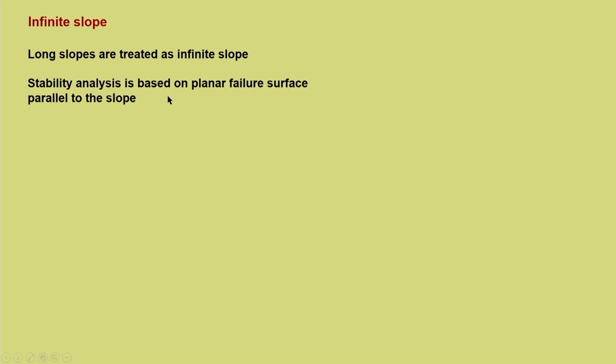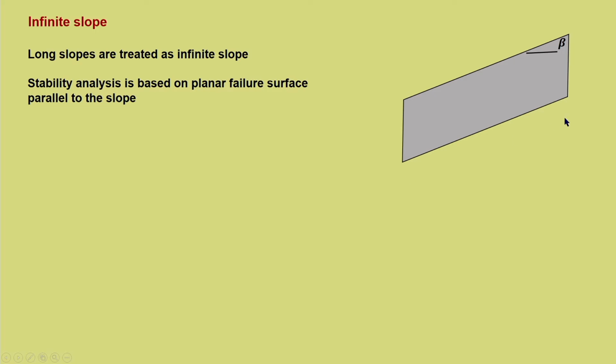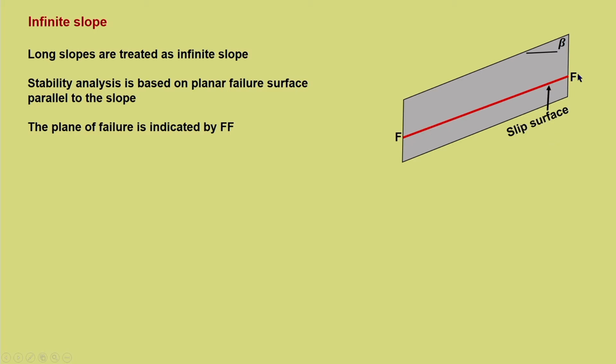The stability analysis is based on a planar failure surface parallel to the slope. I hope you remember how we understand the stability of an infinite slope. It fails basically along a planar surface which is parallel to the slope. So, let us take a representative infinite slope. The plane of failure is indicated by FF. This is the plane along which the failure happens. So, let us presume that this is the failure surface.